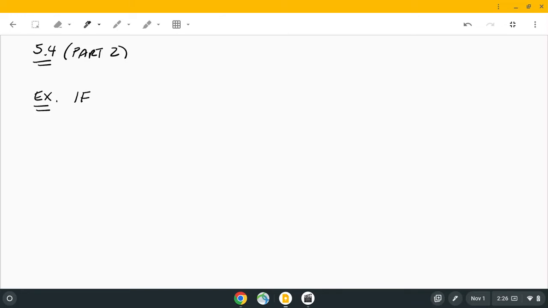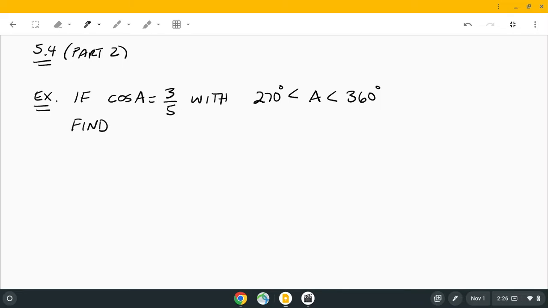All right, so suppose cosine A equals 3 over 5 with angle A between 270 and 360 degrees. Find sine of A over 2, cosine of A over 2, and tangent of A over 2.